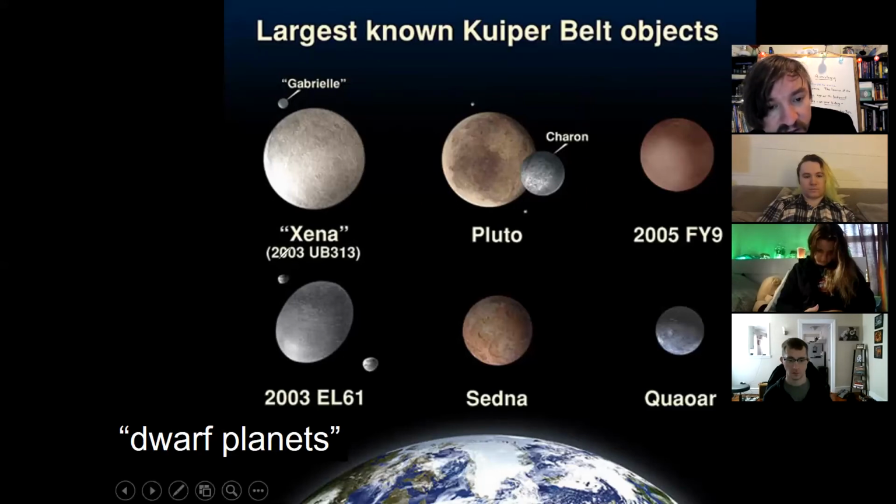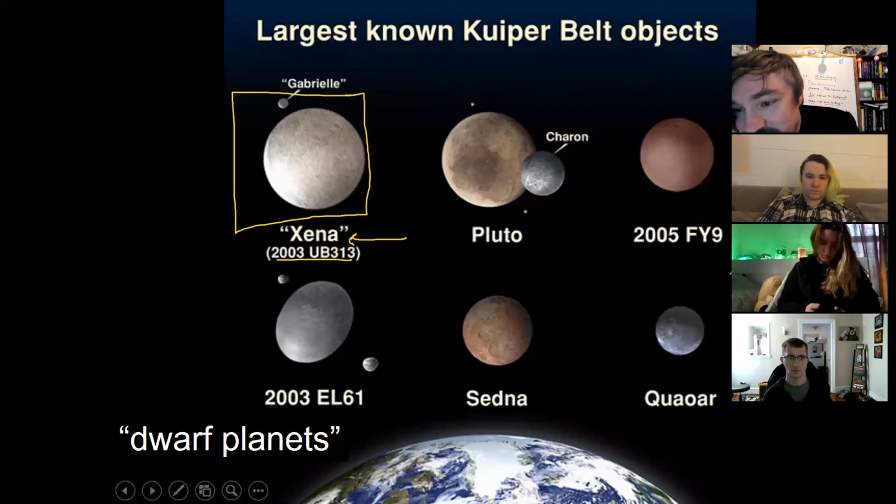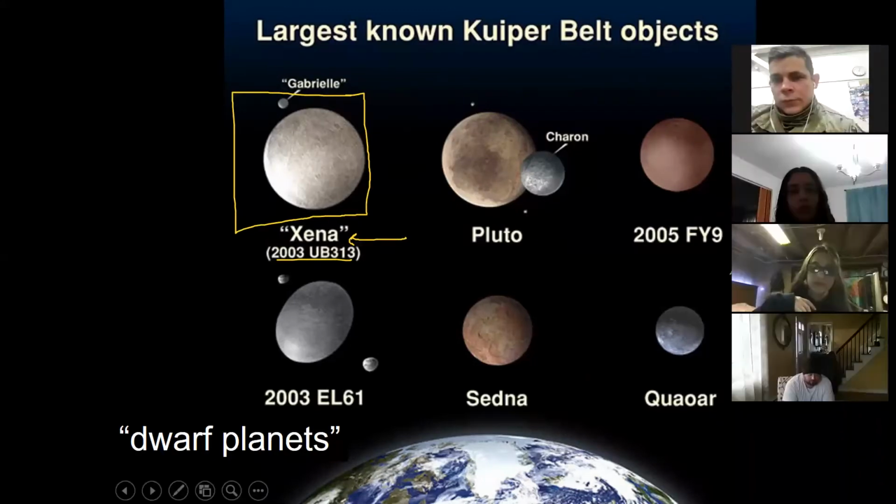Originally, it was called 2003 UB313. It was certainly bigger than Pluto, but maybe twice as far away from the sun. The astronomer who discovered it tried to name it Xena because he really liked the TV show Xena Warrior Princess. The International Astronomical Union said, no way are we going to let you do that. And eventually this planet became known as Eris.